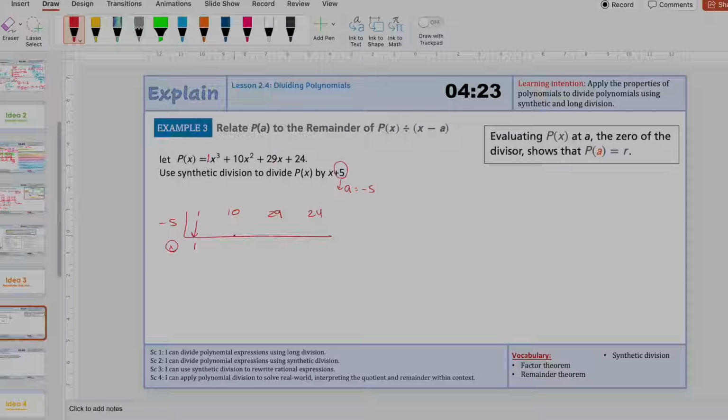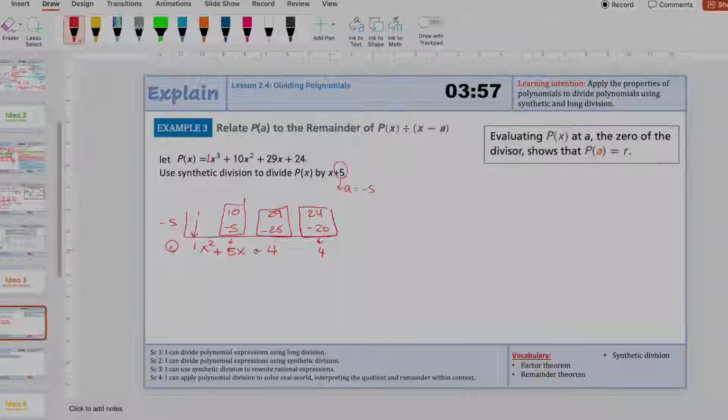1 times -5 is -5. 10 and -5 will give me 5. 5 times -5 is -25. Combine, you're going to get 4. 4 times -5 is basically -20. Combine, you're going to get 4 again. Okay? And then since the highest power was 3, I'm going to start with power 2, then power 1, then there is no power, and that's my remainder. Basically, this is the quotient.